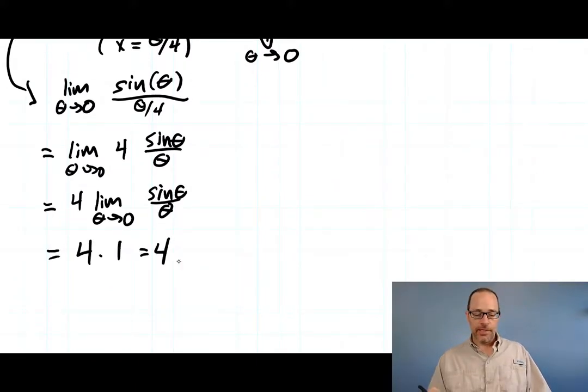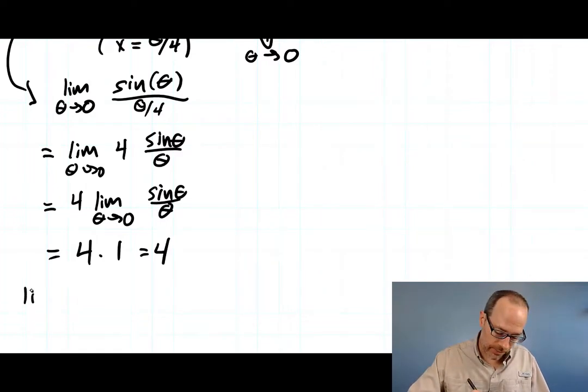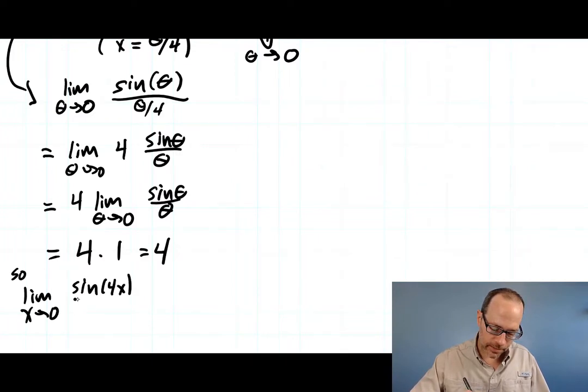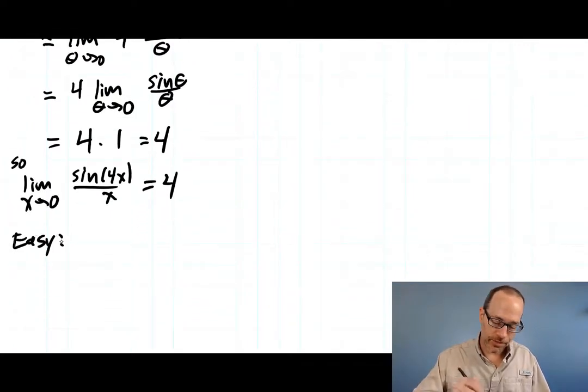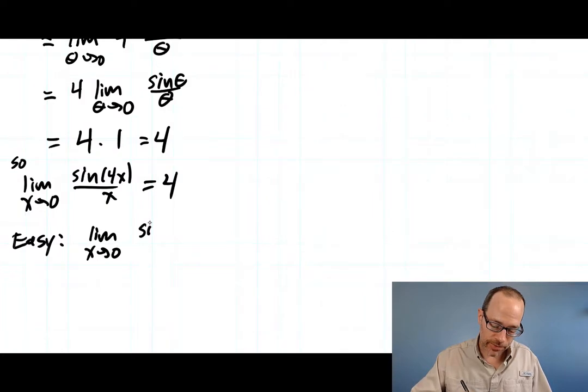So what we showed was that the limit as x goes to 0 of sine of 4x all over x was actually 4. It's actually pretty easy to do this replacing 4 with a k to see that the limit as x goes to 0 of the sine of kx all over x is k.